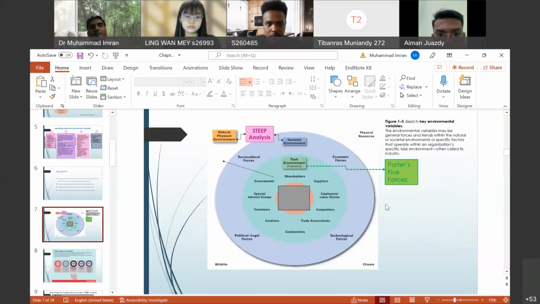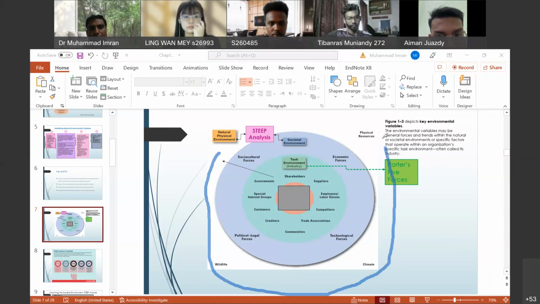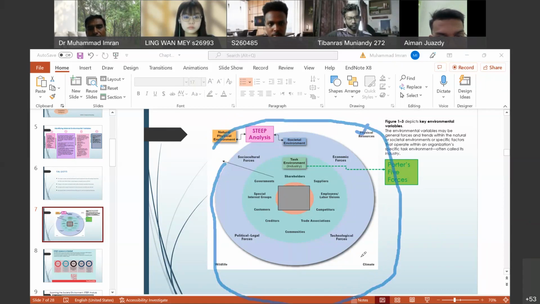Okay, this picture is just for your information. See here, the outer layer is covering the natural environment. What are the variables of the natural environment? See here: physical, climate, and wildlife. And the second layer is the societal environment. What are the factors? We already discussed this one: sociocultural, economic, technological, and general. The third one, see this layer. This layer is the task environment.